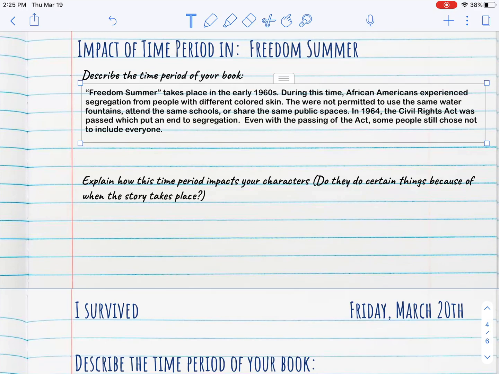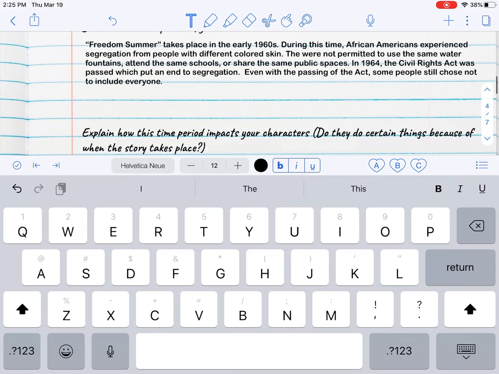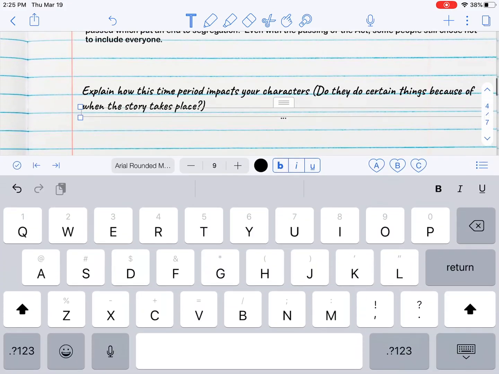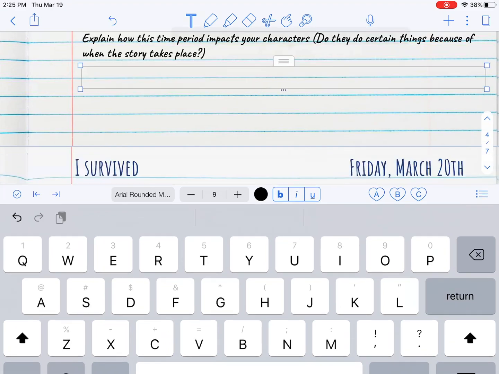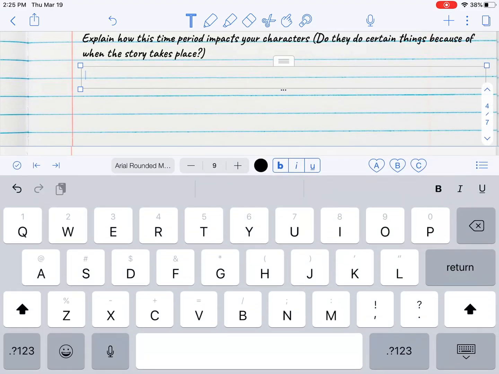Okay, so you're going to think about the time period of your book. You're going to write a little description, and then you're going to tell me how this period of time impacts your characters. Do they do certain things because of when the story takes place? So I'm going to talk about Joe and John Henry. Those are my two main characters. If you only have one main character, you only have to do one. But if you have multiple, you might want to tie them in together.